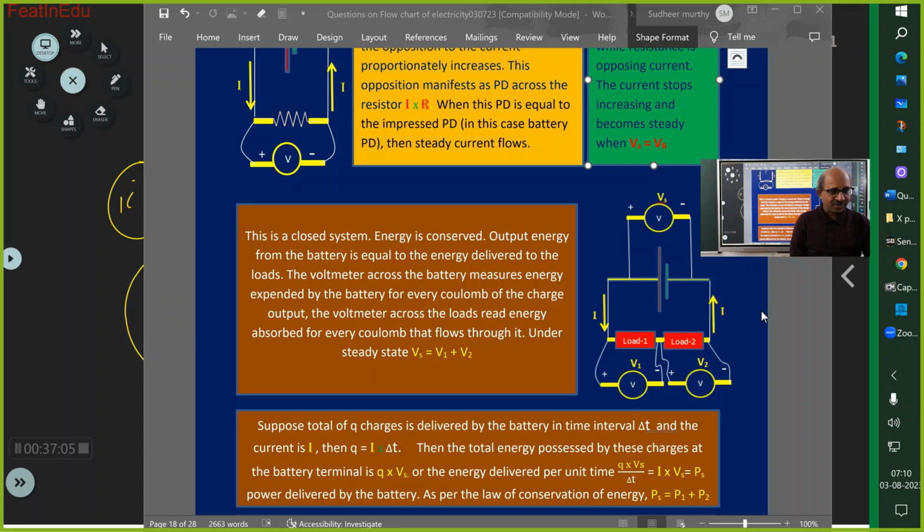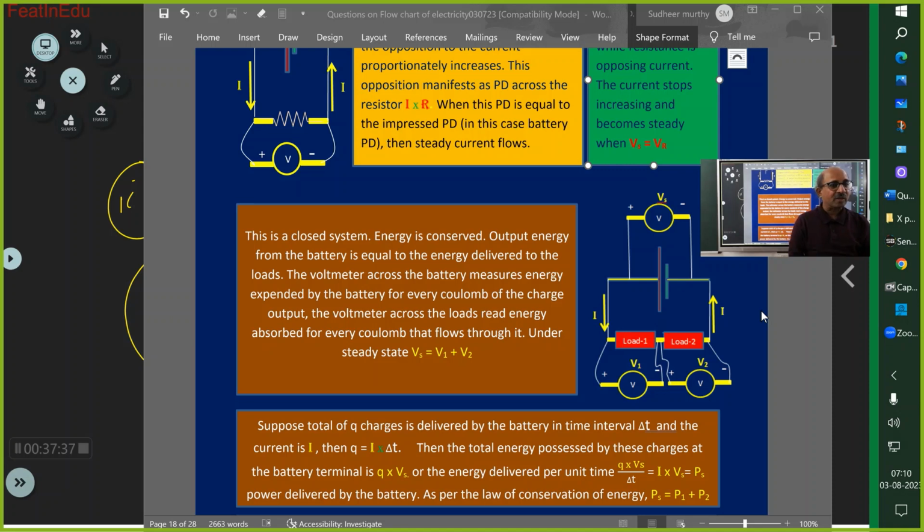Already we have discussed this enough. The voltmeter across the load reads energy absorbed for every coulomb that flows through it under steady state condition. Vs is equal to V1 plus V2. What is Vs? Energy expended for sending one coulomb. What is V1? Energy consumed for every coulomb passing through. What is V2? Energy absorbed for every coulomb passing through.